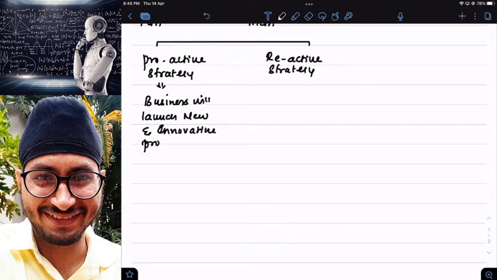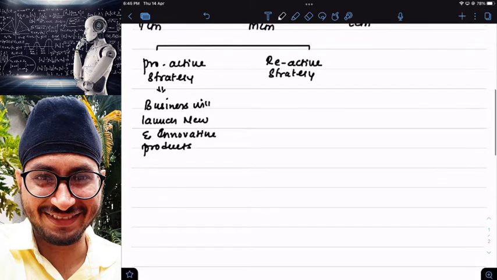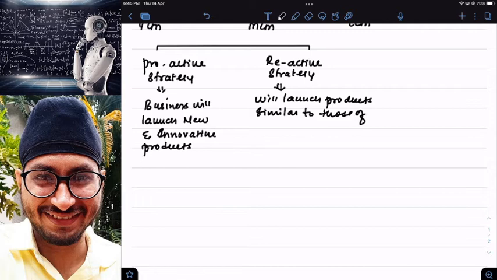Innovative products. Business will launch new and innovative products. And in reactive strategy, what will happen? A company which follows reactive strategy will launch products similar to those of competitors.